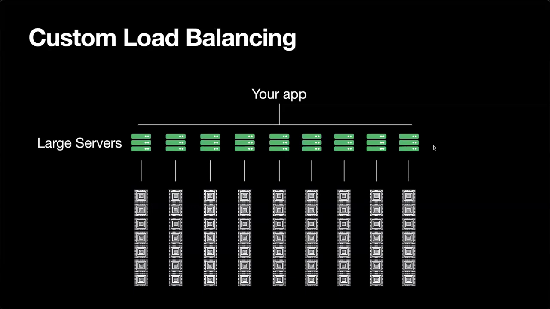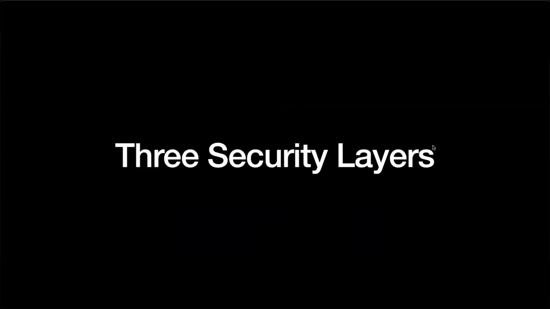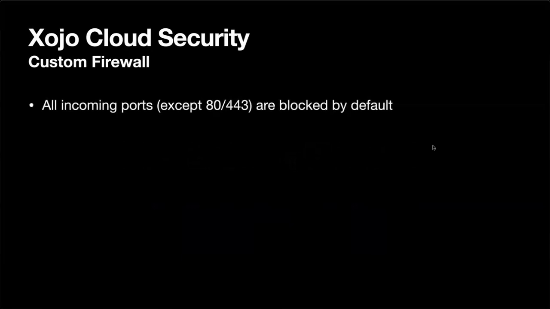So that can be very, very secure. And speaking of security, there are 3 security layers to Xojo Cloud. The first one is a custom firewall. Now, this isn't just any firewall. We had this custom written for us. It blocks all incoming ports except for 80 and 443. Those are for HTTP and HTTPS.